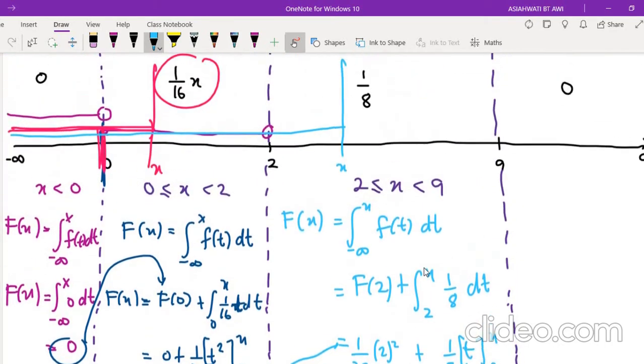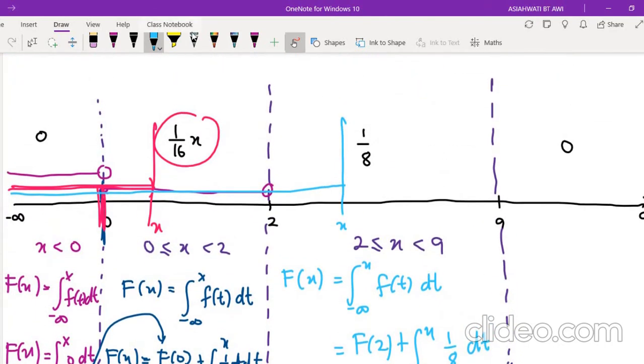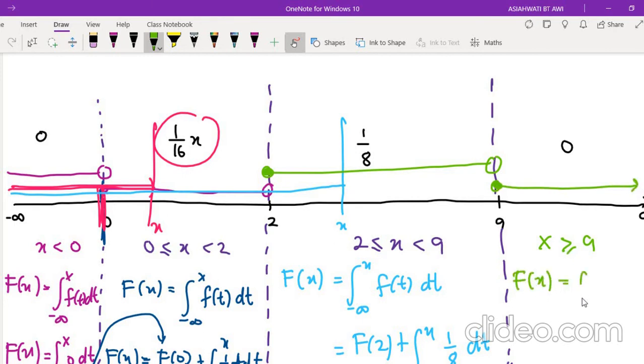The last part is when x is greater than or equal to 9. Why included? Because in the previous region, x lies between 2 included and 9 excluded, so we take 9 onwards, included. The same formula applies: F of x equals the integral from negative infinity to x of f of t dt.